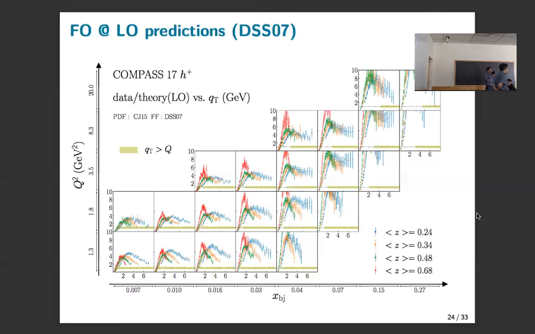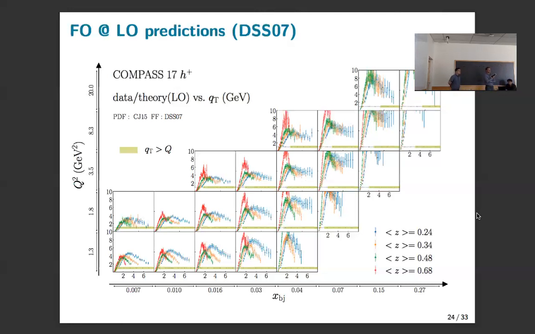Maybe the latest DSS only has pions. The latest is only pions and kaons. They didn't update yet on protons. Which, however, should be very similar. But the modifications, as far as I remember, from the sum of the fragmentation contributions are not zero. So there will be some modifications.